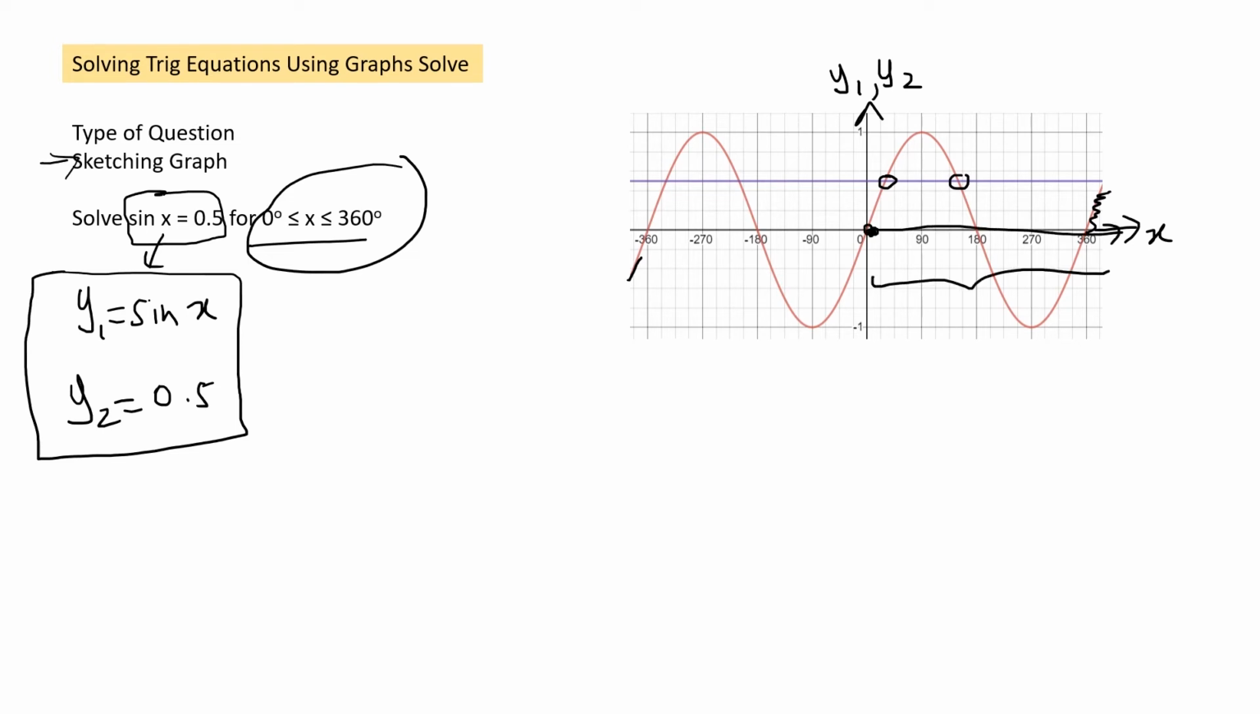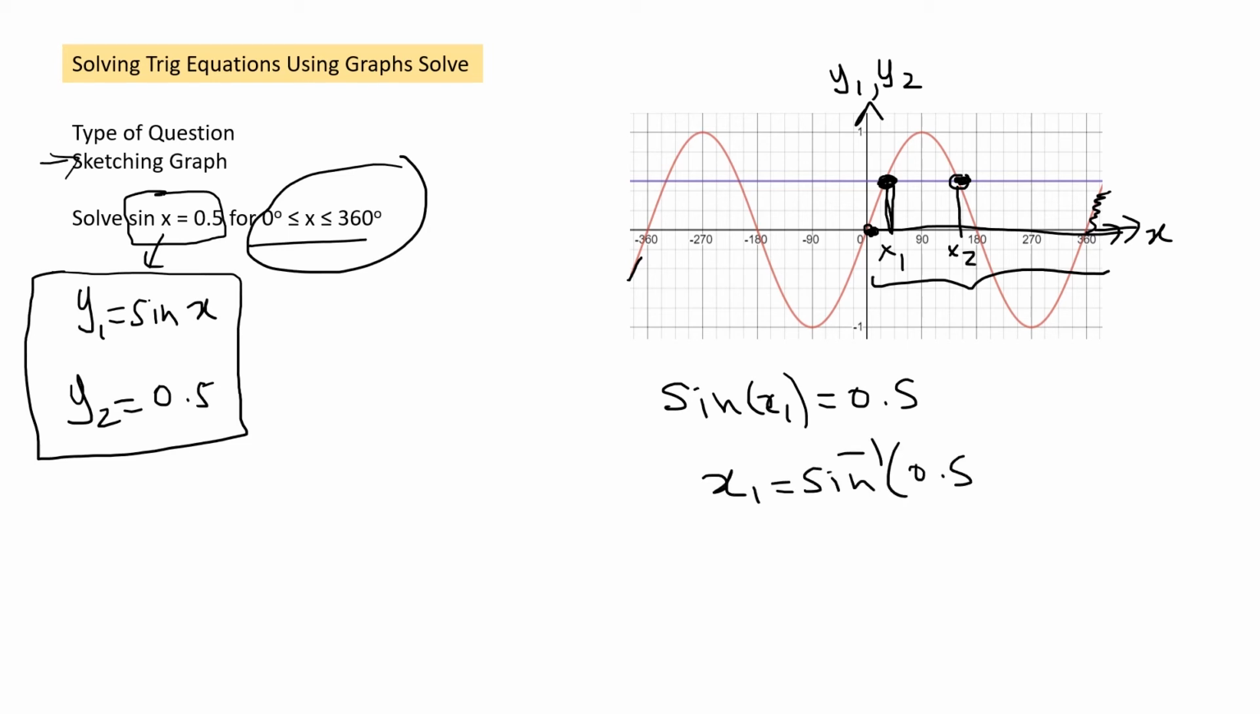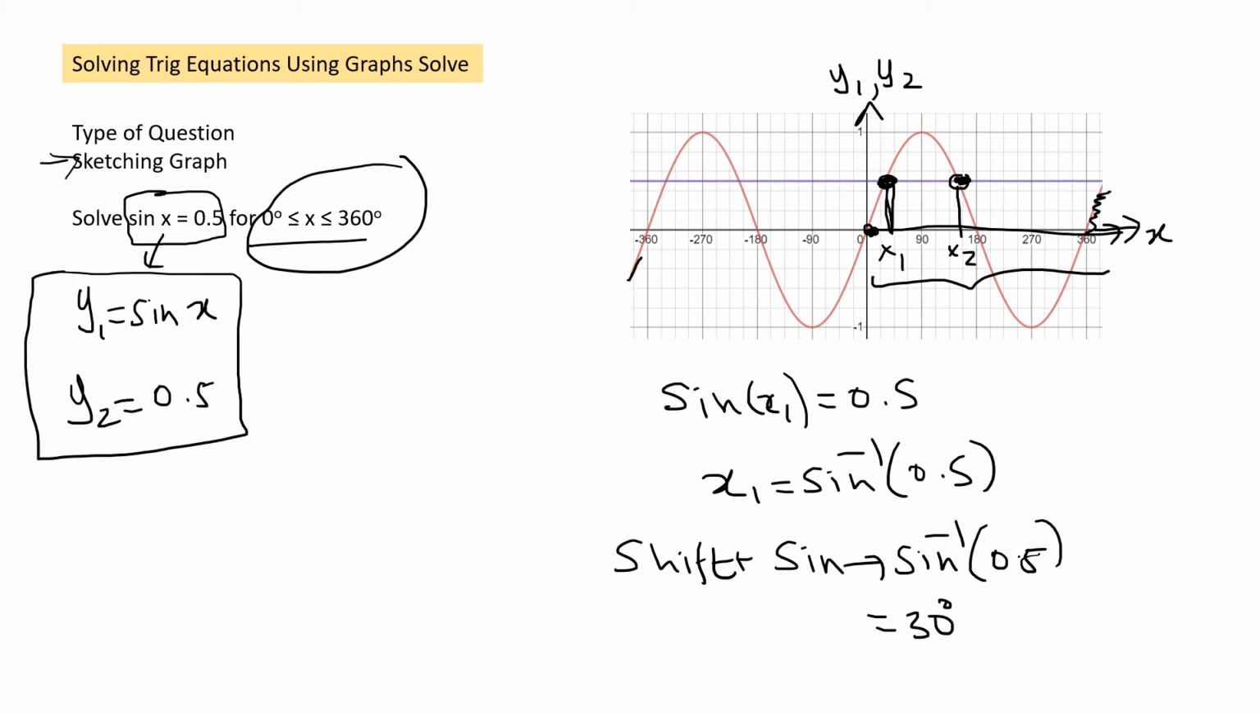From 0 to 360, there are only two solutions. You can find the first value by using your calculator. Let's say this is x1 and this is x2. Sin x1 equals 0.5, so x1 is sine inverse of 0.5. On your calculator, press shift plus sine, that will give sine inverse, and if you enter 0.5, that will give you 30 degrees. So x1 is 30 degrees. Now, how do you find x2?